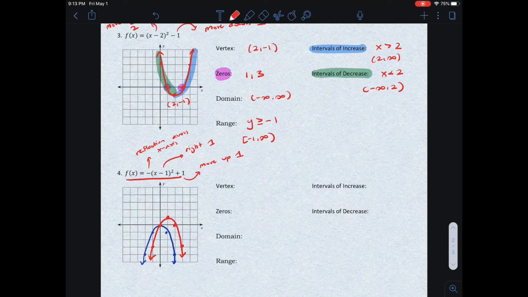At this point, let's find all the key characteristics. I would recommend you pause the video and try it again on your own. And when you're ready, press play to see how you did.